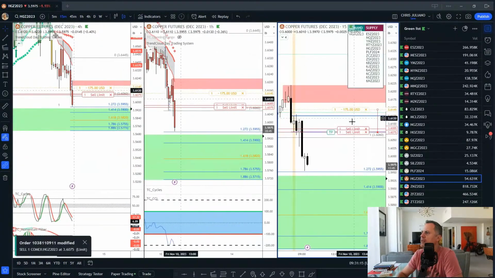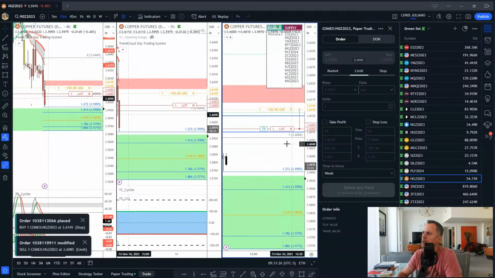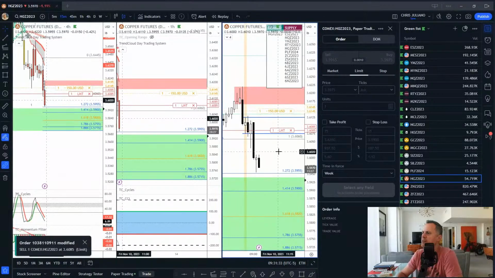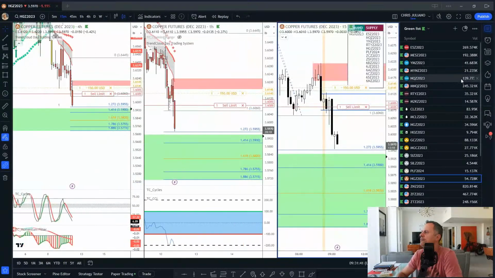See, it's a little annoying doing it like that. There you go. Okay. It is what it is, right? So that would be the setup there. Pulled back a little bit, and now it's going to do what it's going to do.